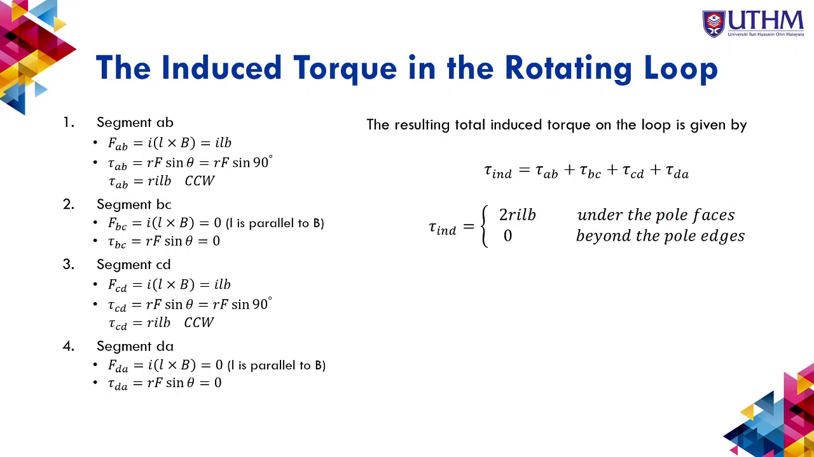So this is under the pole faces. If you can see, we draw again. This is the face, and somewhere here the torque will be 0. This also, the torque will become 0 because there's no magnetic field somewhere here.